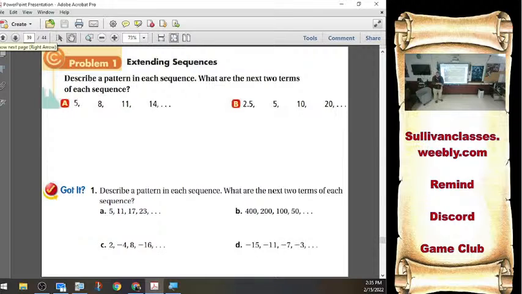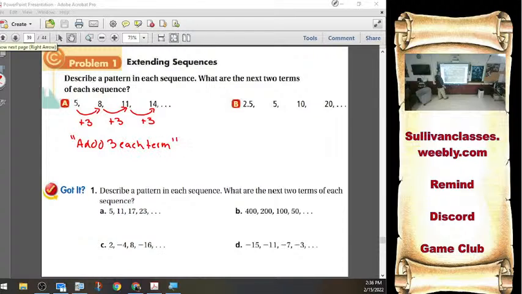I can give you symbols. Those symbols are numbers. Those numbers have a pattern, and you can tell me what the pattern means. Describe the pattern for each sequence. What are the next two terms? So the first one, I'm basically asking myself, are they adding, subtracting, multiplying, or dividing every time? Okay, and I see that the pattern is plus 3, plus 3, plus 3. So, describe the pattern. I would say, add 3 each term. What are the next two terms? 17 and 20.